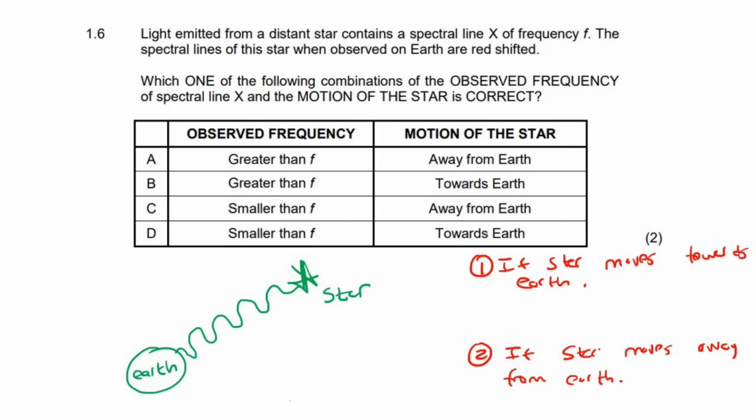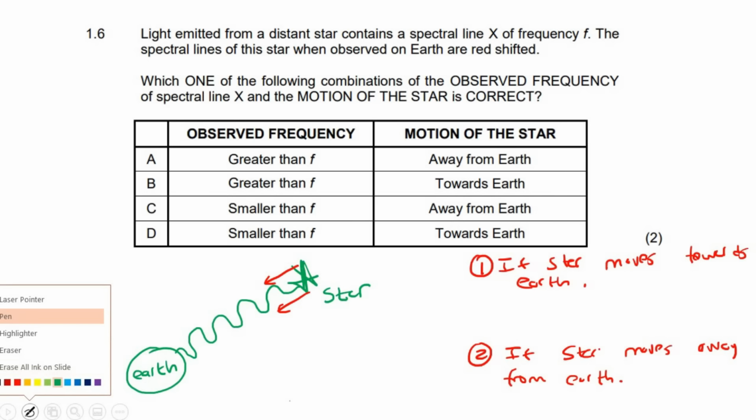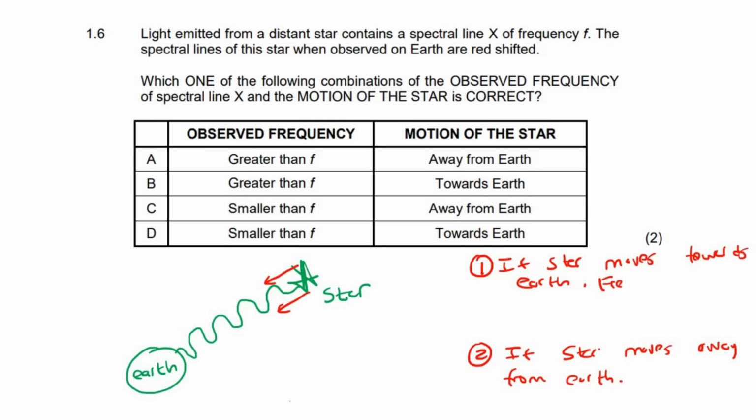You can think about if this star is coming towards the Earth like this, it's going to cause these waves to compress. So they're going to be more like this. That means high frequency. Okay, so we can say that frequency increases, and we call that a blue shift. I'll explain how it's a blue shift shortly.